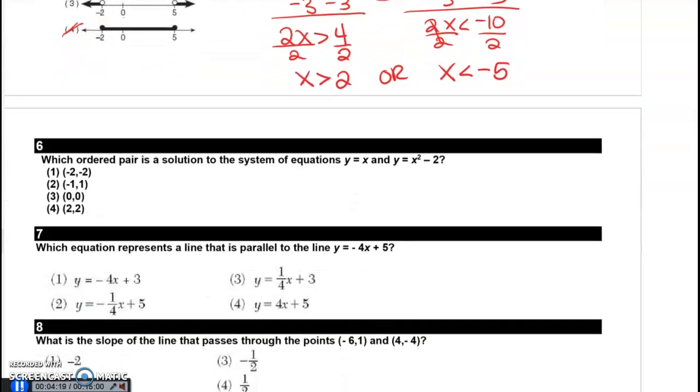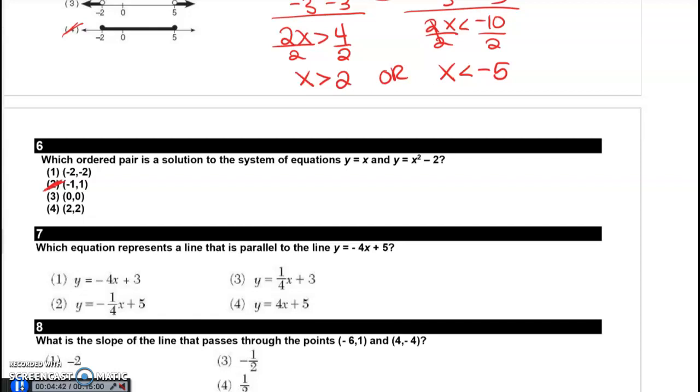All right, number 6. Which ordered pair is a solution for the system of equations, which means it has to work for both of them. Right away, if they're saying y is equal to x, we know y and x have to be the same, so we can get rid of number 2 there. We know that's not going to work. Then we have to go on to the next equation, since everything would work for that first equation.